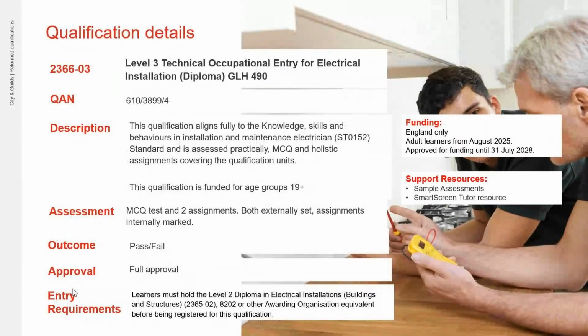Starting off with the electrical, the 236603. This is a Level 3 Technical Occupational Entry for Electrical Installation with recommended guided learning hours of 490 hours. As you can see there, the QAN code is 610/3899/4. Brief description: this qualification aligns fully to the knowledge, skills and behaviours in the installation and maintenance electrician standard, ST0152, and is assessed practically with multiple choice questioning and a holistic assignment covering the qualification units. This qualification is funded for age group 19 plus.